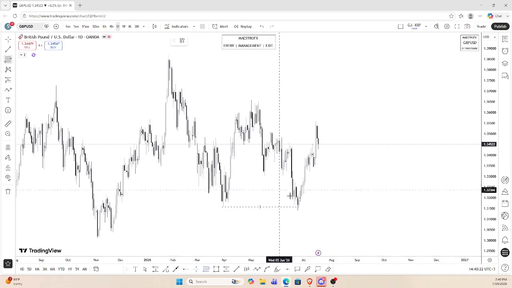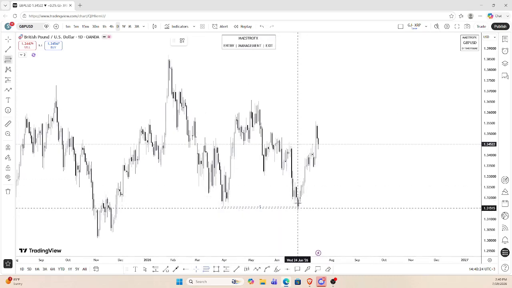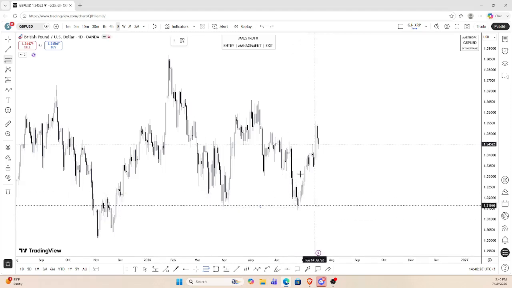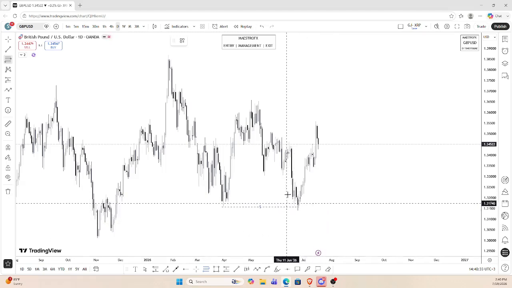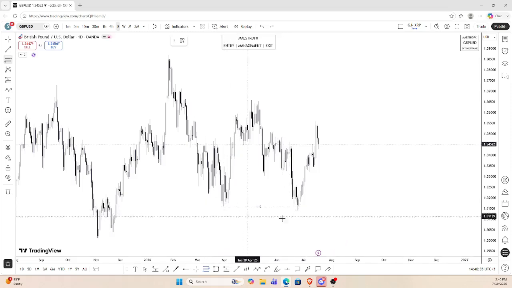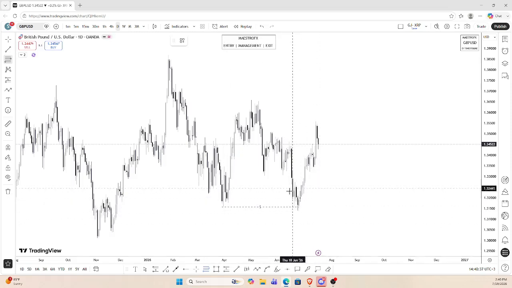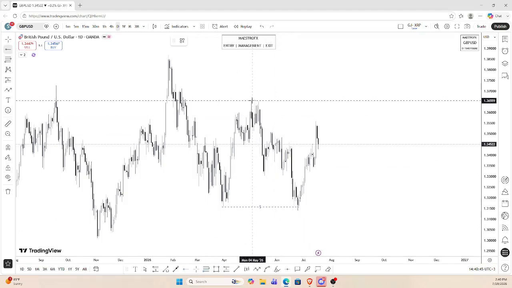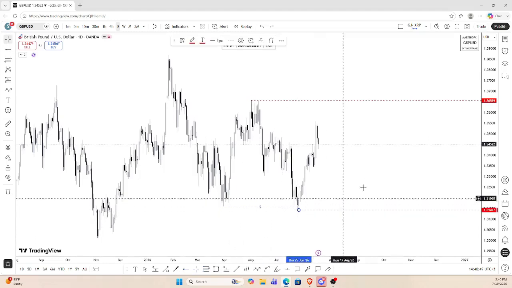And this is a clear break of structure, but the price action is very dodgy, because you can see that yes, we did take this liquidity, but the price failed to close below this. So this is a bit dodgy for me, but nevertheless we have this swing high, and here we currently have a swing low.